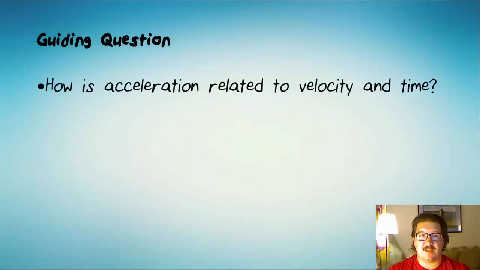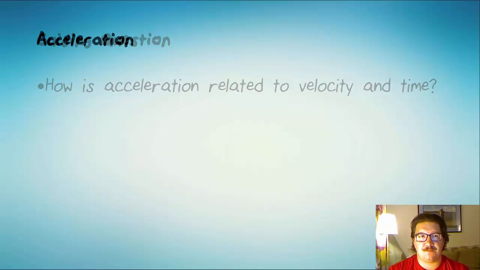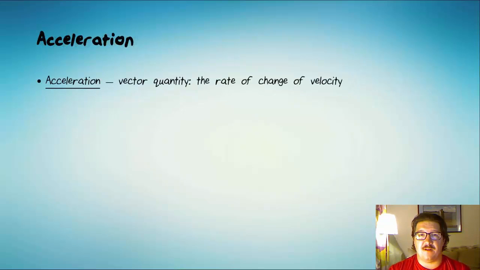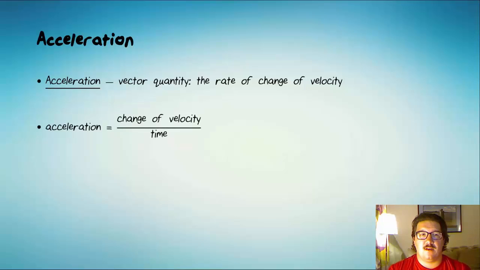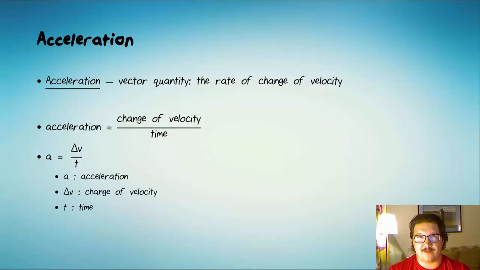The guiding question for this lesson is, how is acceleration related to velocity and time? Acceleration is a vector quantity, and it's defined as the rate of change of velocity. We can say that acceleration is the change of velocity divided by time. We normally write it like this: a equals delta v over t, where a stands for acceleration, delta v stands for change in velocity, and t stands for time.